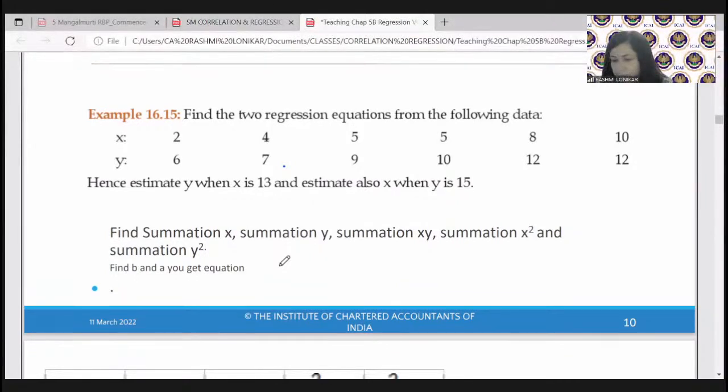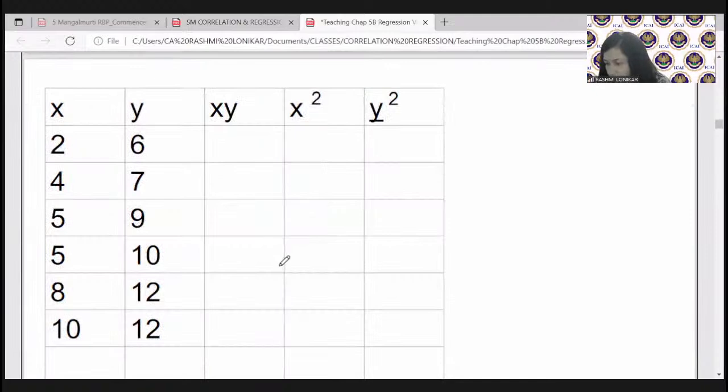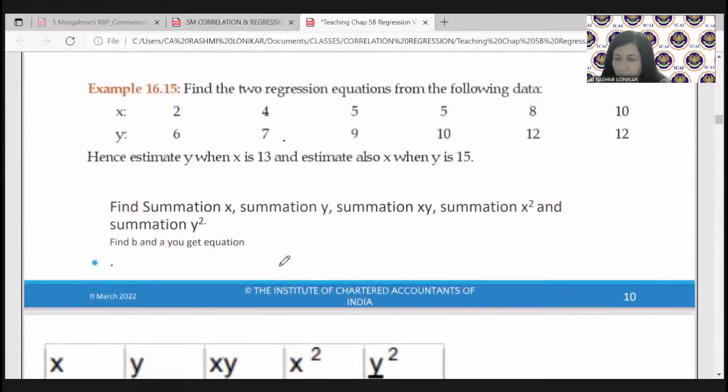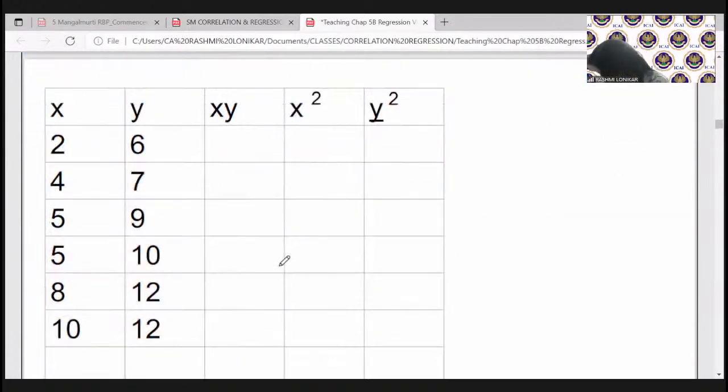Now here, this sum I have just put in this chart. Shall we fill it up? Can any of you tell me what are the values of summation x, summation y, summation xy? 2, 4, 5, 5, 8, 10.